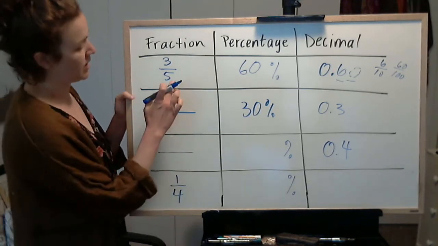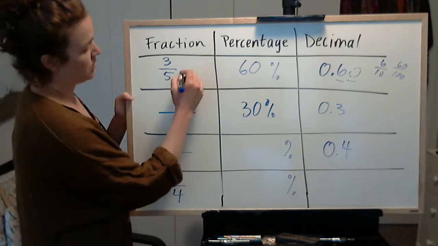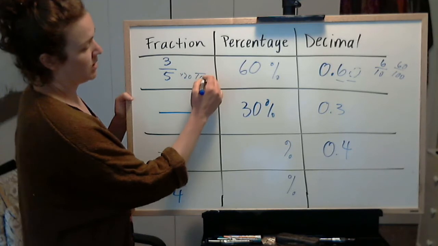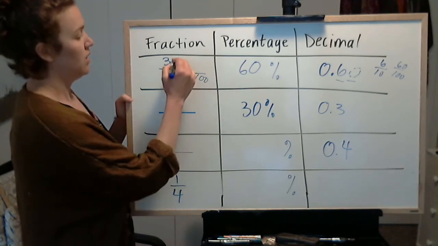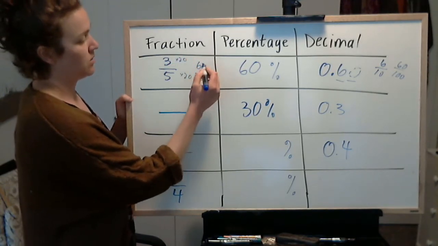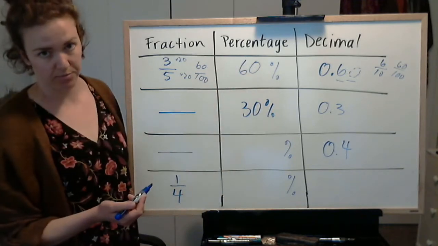You could have also said 5 times 20 is 100, because you need 100 as your denominator. 3 times 20 is 60. So 60 out of 100 is 60%.